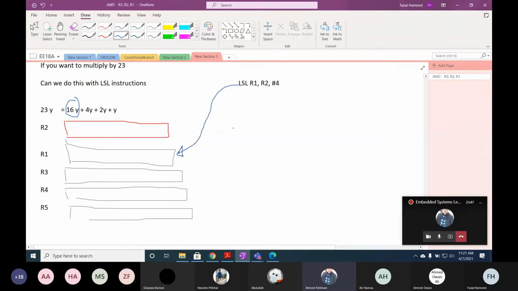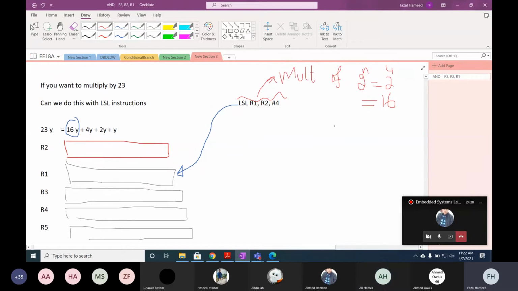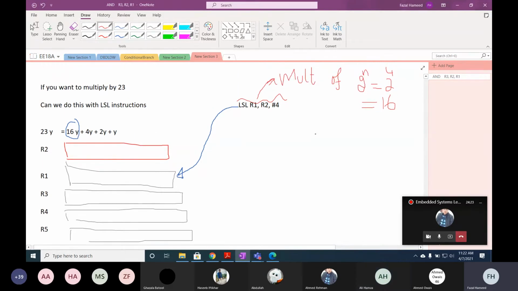Sir, 4 zeros will come on the left. 4 zeros will come, but I'm talking in terms of multiplication. If you look at this instruction, logical shift left provides multiplication of what? Multiplication of 2 to the power n. What is 2 to the power n? Multiplication of 2 to the power 4, because now it's 4. So it is multiplication by 16. What will be the value of R1?